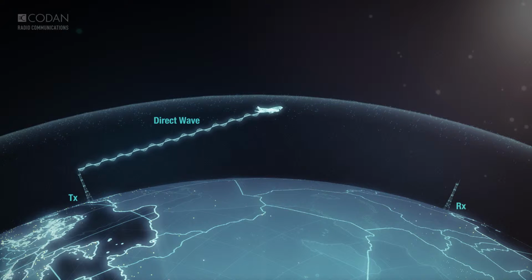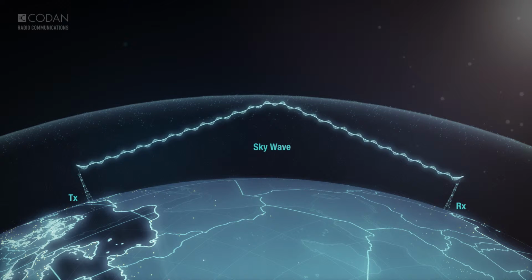Direct wave, which can be used for long-distance communication between ground stations and aircraft. And finally, skywave, which uses the ionosphere to refract the signal back to Earth at varying angles, providing long-distance communications. As you can see, skywave covers the maximum distance. We are most interested in skywave to propagate signals.